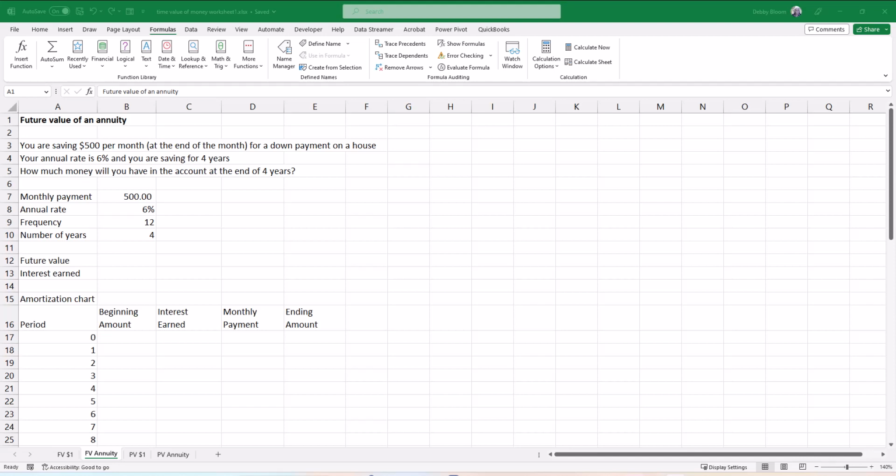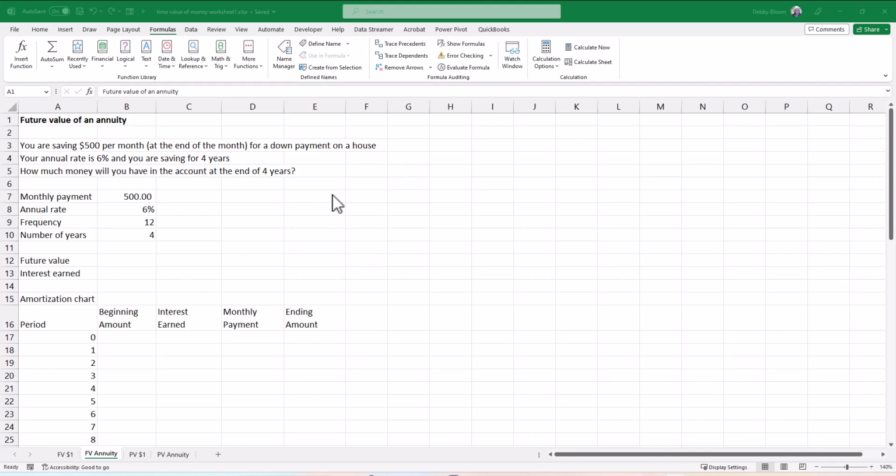But in this example, we're saving $500 per month at the end of the month. I'll show you in a moment what happens if it's at the beginning of the month, for a down payment on a house. Your annual rate is 6% and you're saving for 4 years. How much money will you have in the account at the end of 4 years?